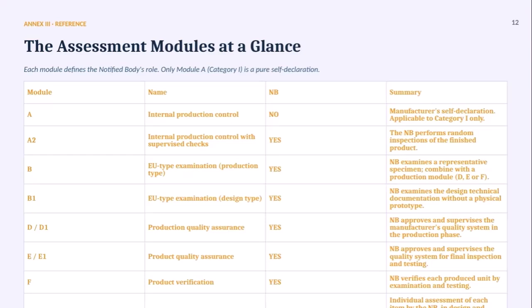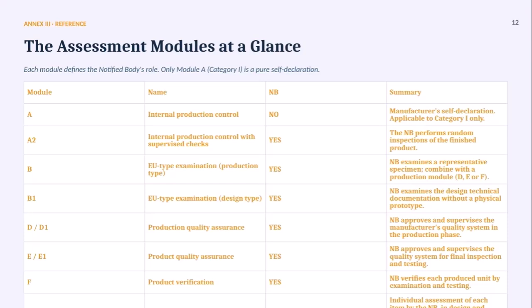Here we have an overview of the assessment modules, which define the role of the notified body in the conformity assessment process. Starting with Module A, this is unique as it's a pure self-declaration by the manufacturer and applies only to Category I products, meaning there is no involvement from a notified body. Modules A2 through H1 require a notified body's involvement. For example, Module A2 involves internal production control with supervised checks, where the notified body conducts random inspections of the finished product. Modules B and B1 are focused on the EU type examination.